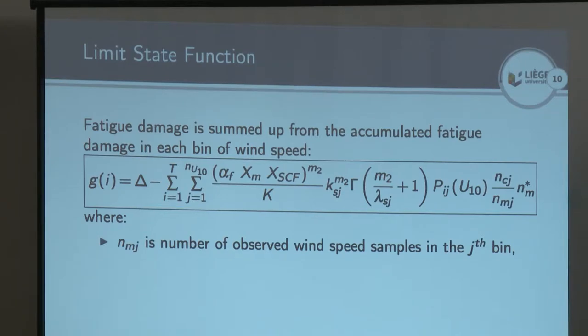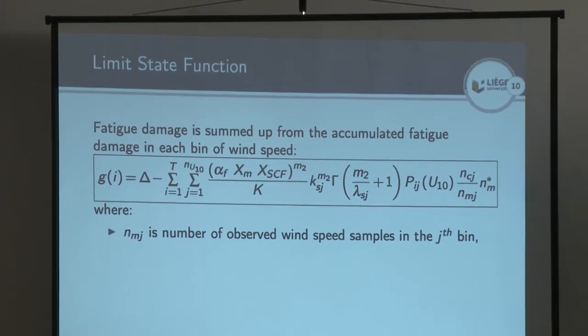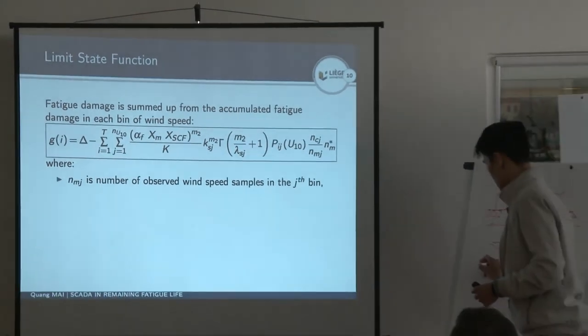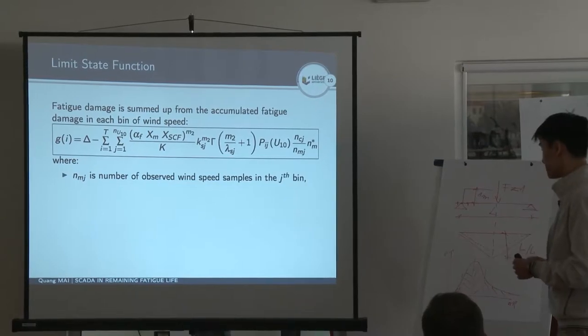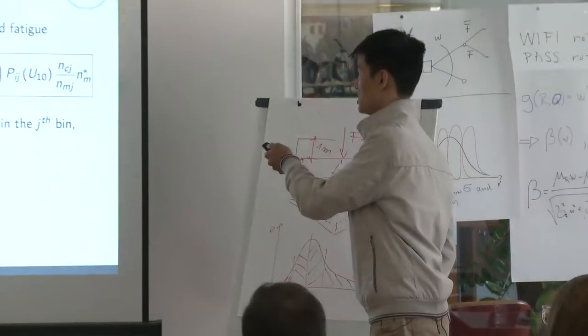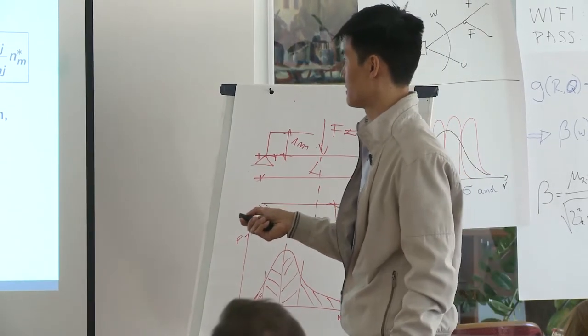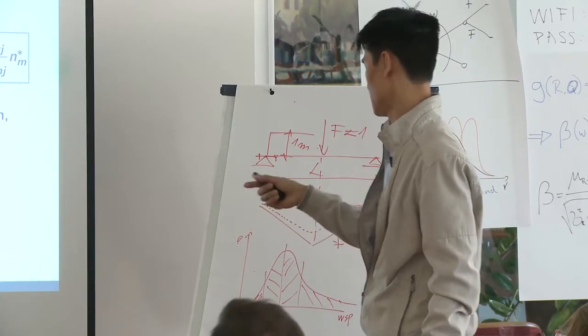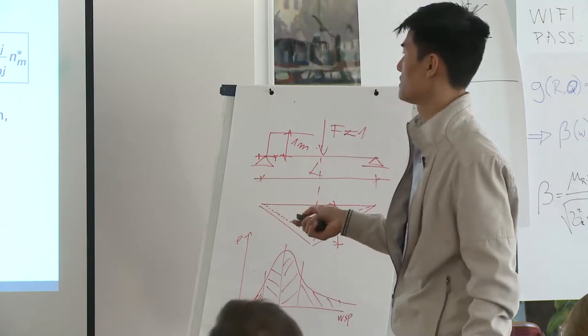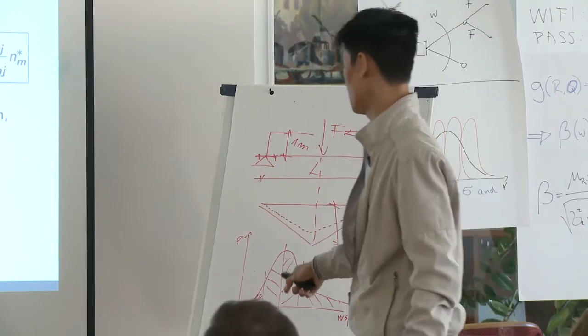So I separate them into different bins and I calculate fatigue damage from each bin of wind speed. That's why I have that summation. And inside is the stress range distribution in that bin, and this is the probability of that bin.